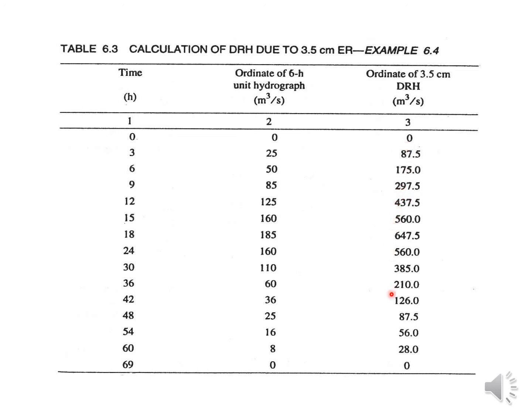Similarly, we have calculated all these values by multiplying them by 3.5, and after calculating this ordinate of the 3.5 centimeter DRH, we have to plot a hydrograph using this data. We showed this hydrograph in the previous slide, and the highest graph, or the highest curve, represents the ordinate of 3.5 centimeter.